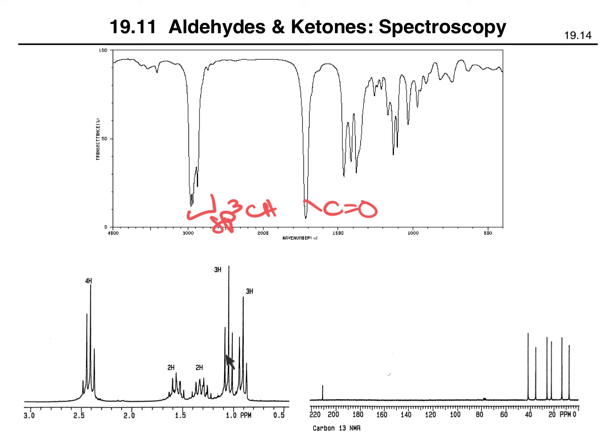This would be a methyl group next to a CH2, and this would be a methyl group next to a CH2. I know it's methyl because it integrates to 3 hydrogens. I know it's next to a CH2 because each one is split into a triplet. But we have 2 different signals. So these are not 2 equivalent methyl groups. Therefore, we don't have symmetry in this molecule. So maybe what we have here are overlapping signals.